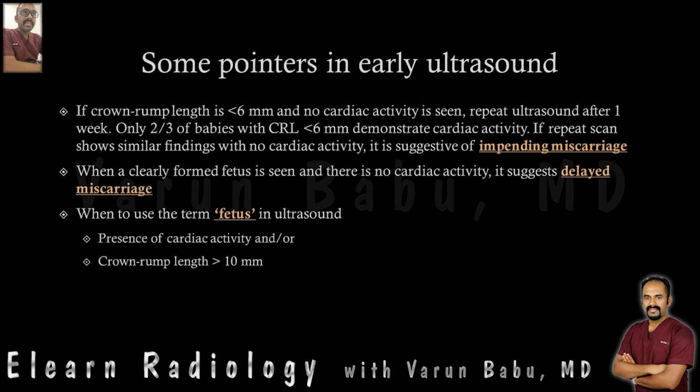When do we use the term fetus in ultrasound? When there is either the presence of cardiac activity and/or a crown rump length of more than 10 millimeters. This is imperative because you need to clarify to patients what exactly is a live fetus, or the presence of a fetus. They always ask us this question: is there a baby formed yet? Are we going to lose the baby after the baby has come? So a bit more clarity on usage of certain terms is very important.